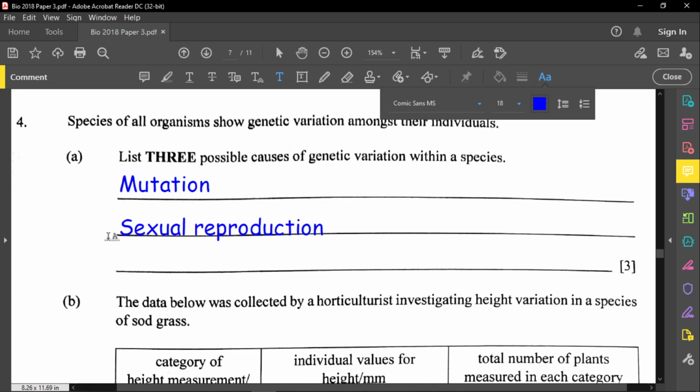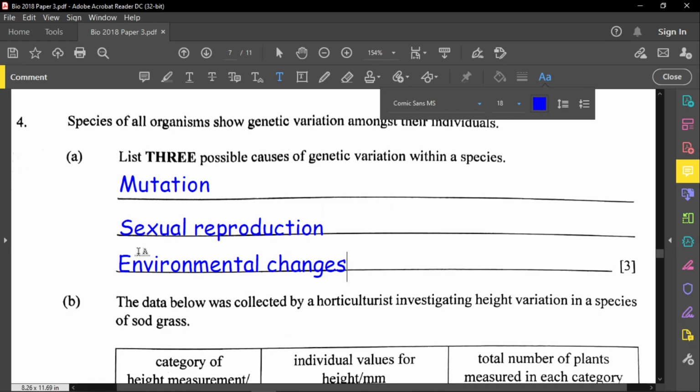So sexual reproduction would bring about variation among the species. Also, we can have environmental changes. Changes in the environment could cause some organisms to look different, such as the temperature, the sun exposure, the type of food they eat, and so on.